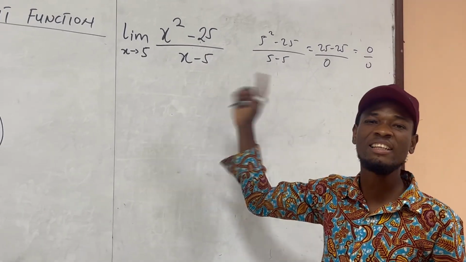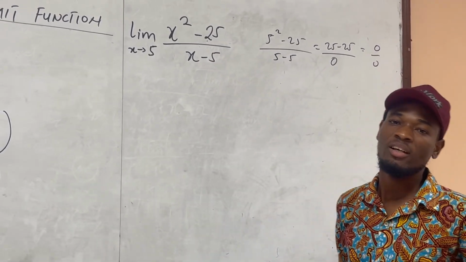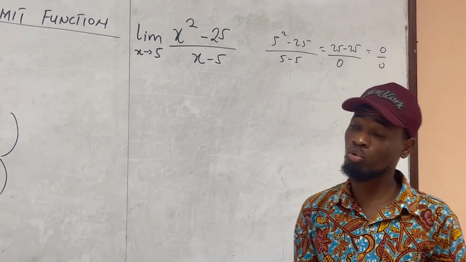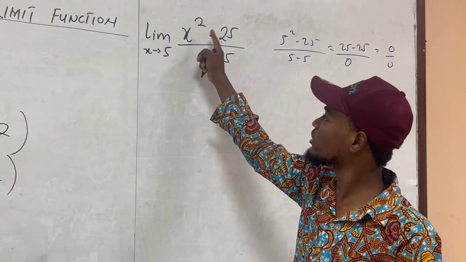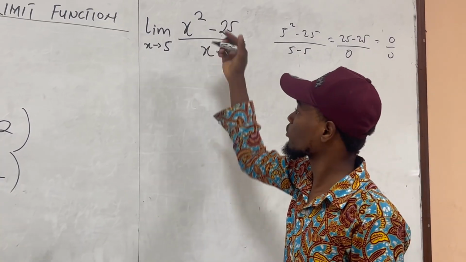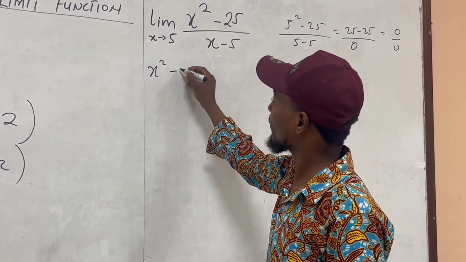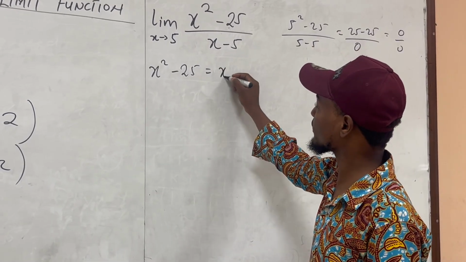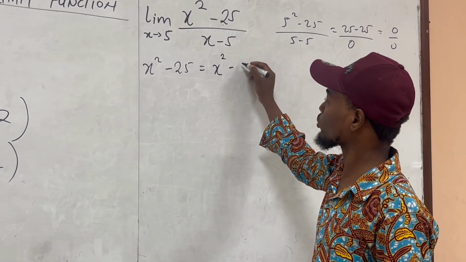Remember, so this becomes what? Indeterminate. And for indeterminate, one of the first identities we learned was the difference of two squares. And clearly, this numerator is a difference of two squares. We know that x squared minus 25 is the same as x squared minus what?